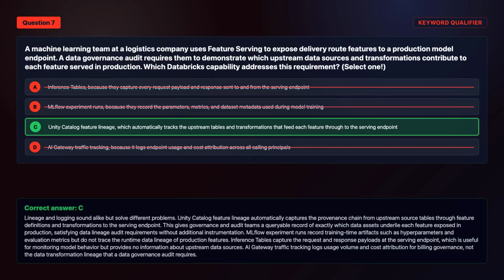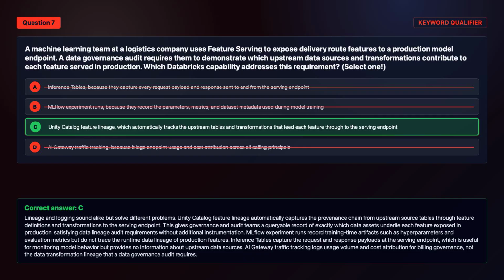The correct answer is option C. Lineage and logging sound alike but solve different problems. Unity Catalog feature lineage automatically captures the provenance chain from upstream source tables through feature definitions and transformations to the serving endpoint. This gives governance and audit teams a queryable record of exactly which data assets underlie each feature exposed in production, satisfying data lineage audit requirements without additional instrumentation.